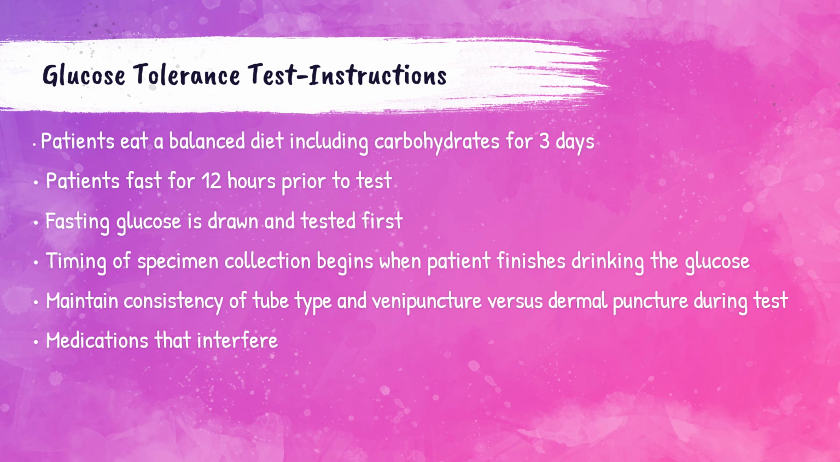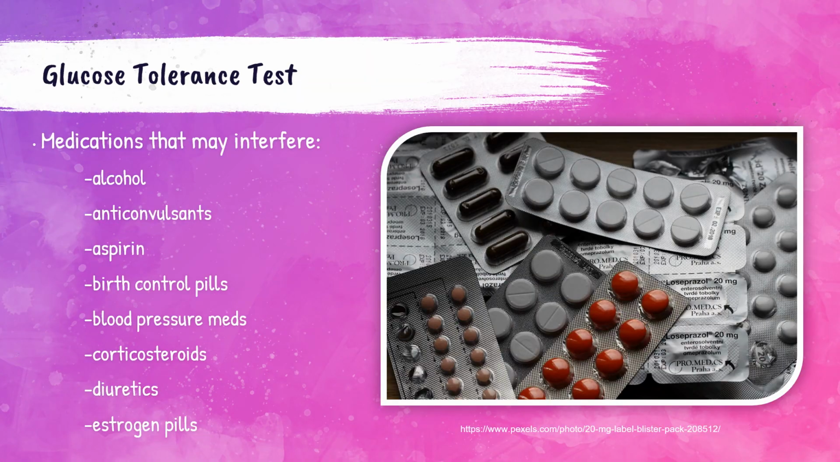Glucose levels are then taken from the patient at various timing intervals depending on the physician's orders. Phlebotomists should use the same type of collection method and same tube type for each sample to reduce variability. And of course, they should remember to put the time that the sample was taken on the tube as well. Some medications can interfere with the oral glucose tolerance test. These include alcohol, anticonvulsant medications, aspirin, certain birth control and estrogen pills, blood pressure medications, corticosteroids, and diuretics.